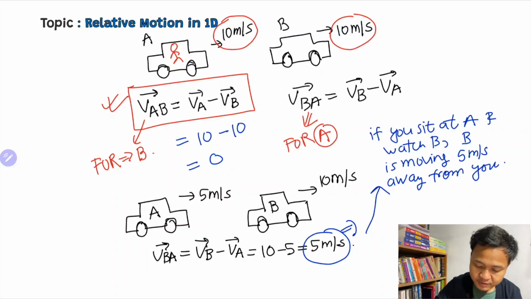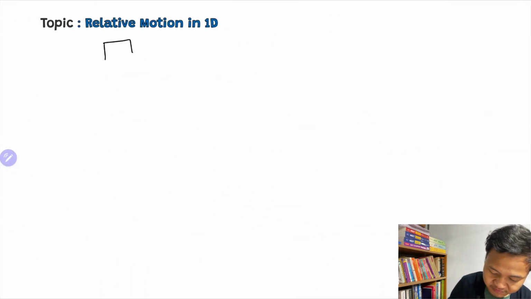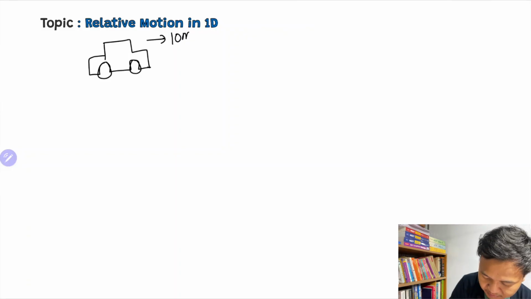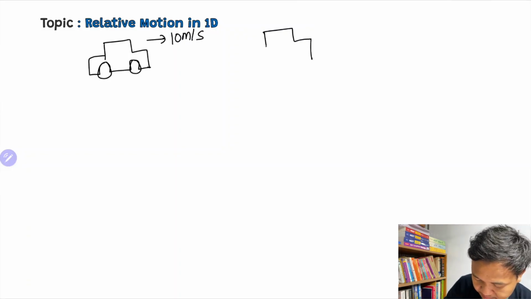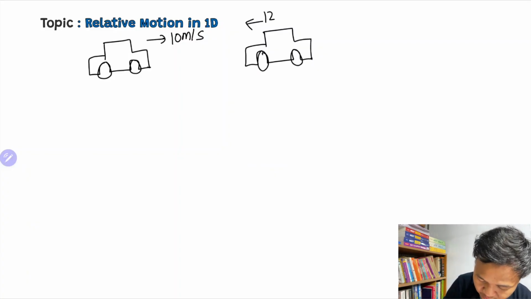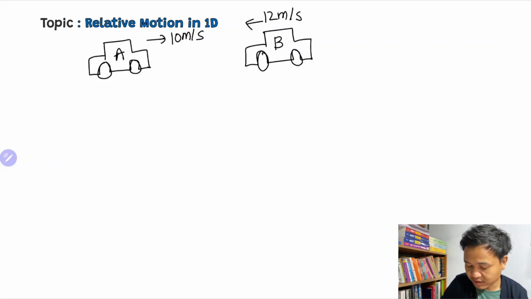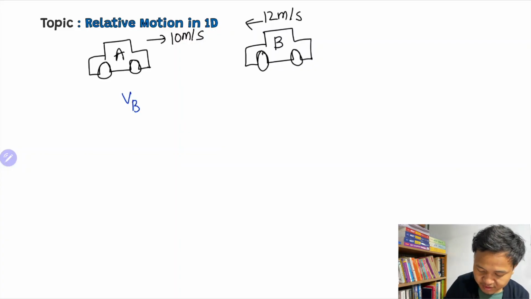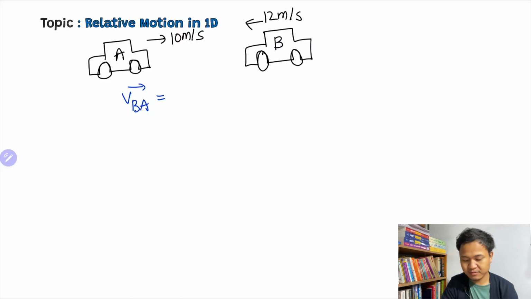Okay. So one more. I have a car, let's say this is moving with 10 meter per second. I have another car, and this car is moving 12 meter per second towards the left, coming towards A, let's say A and B. What is the velocity of B with respect to A? If you sit in A and watch B, how will B look? What will be the speed of B? How will the motion of B look?